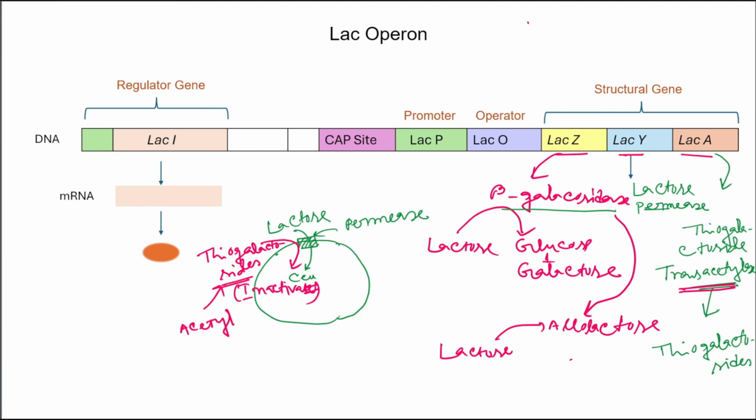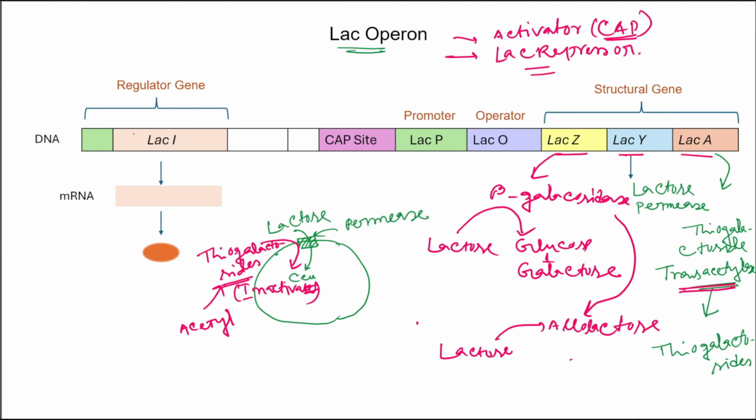When lactose is available in the environment, the operon is activated and produces enzymes. Here two regulatory proteins are involved. One is the activator, also called CAP, Catabolite Activator Protein, and the other is the repressor, called the lac repressor. This repressor is encoded by the lacI gene, which is located near lacZ, but transcribed from its own promoter.